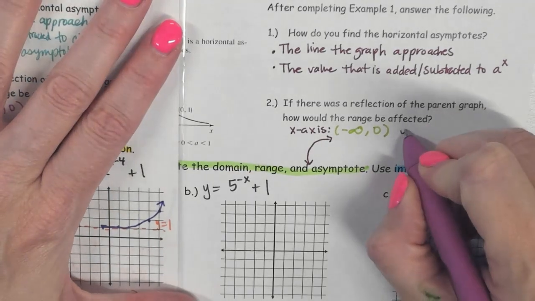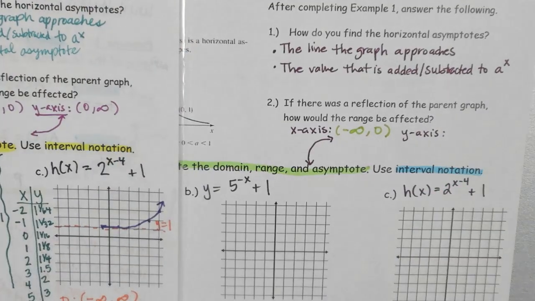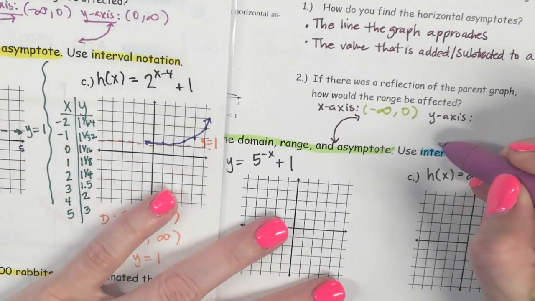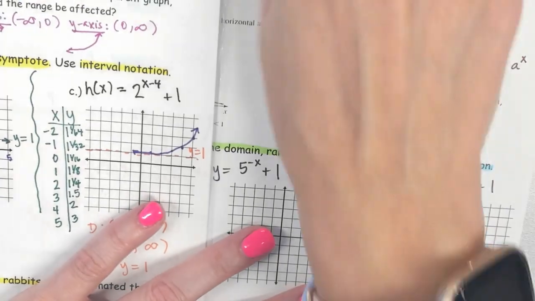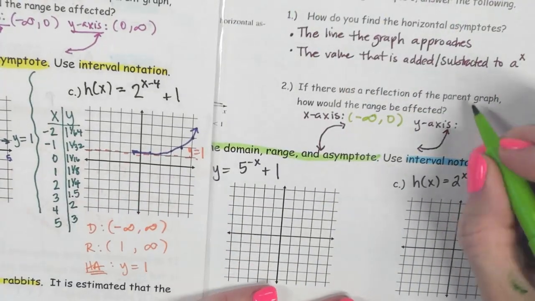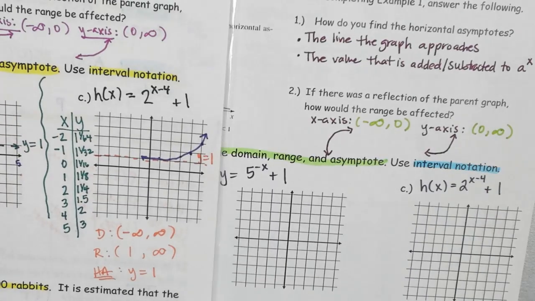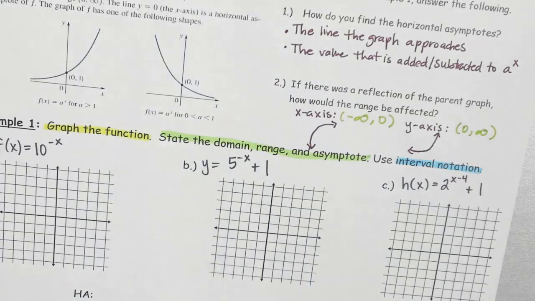Okay, if it was a y-axis flip, again, we'll just look at this part A. If I were to flip that over the y, it would just be going the opposite way. And in that case, the range would stay the same. You would still have 0 to infinity. 0 would still be the lowest point, okay, and then infinity would still be the highest point.